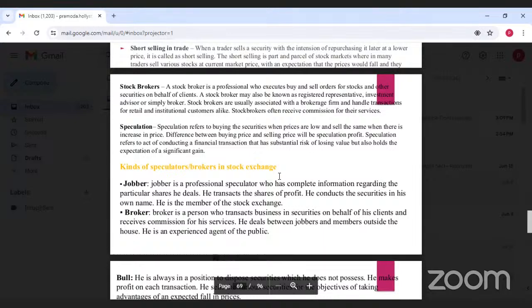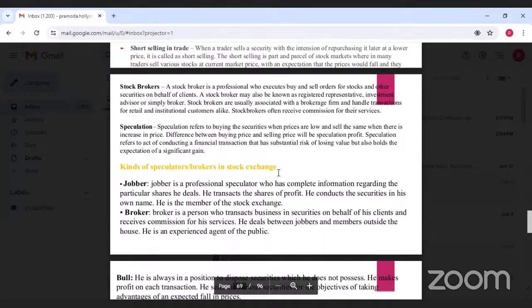Speculation means predicting something for the future and acting. That is, you may think in a way, and suppose today the gold price is some 60,000 for every 10 grams. So you have two different opinions in your mind. You may speculate that in the next 1 or 2 months the gold price will increase. There is a chance that the price of gold may increase.